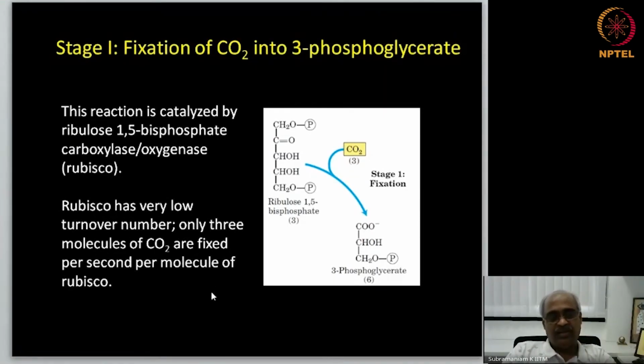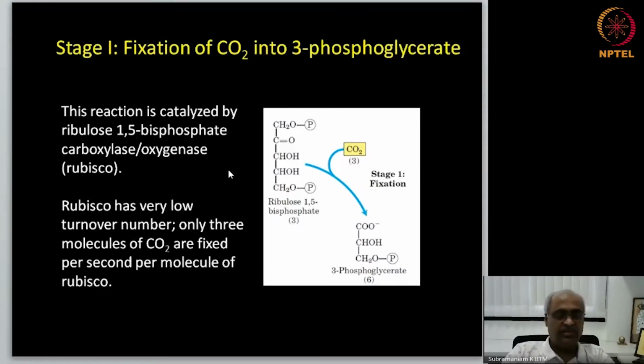And as a result, the chloroplast has a large number of Rubisco molecules to enable sufficient carbon dioxide fixation. So due to this, Rubisco is the most abundant enzyme in the biological system. Rubisco is the most abundant of all enzymes, like cellulose is the most abundant carbon material on earth.